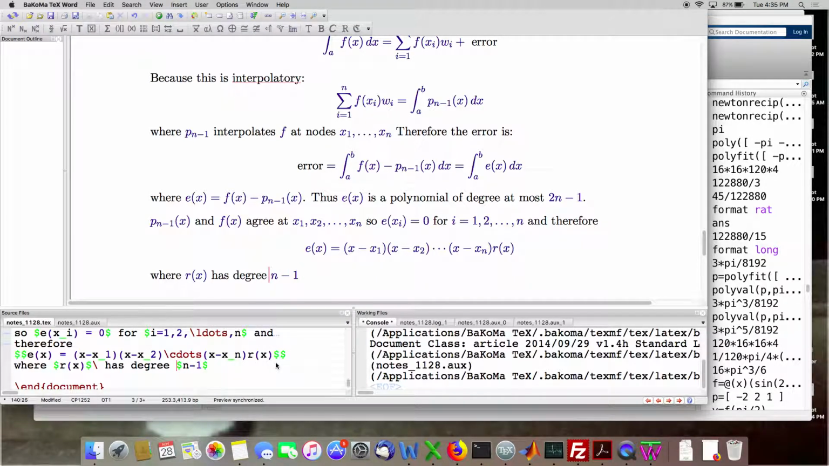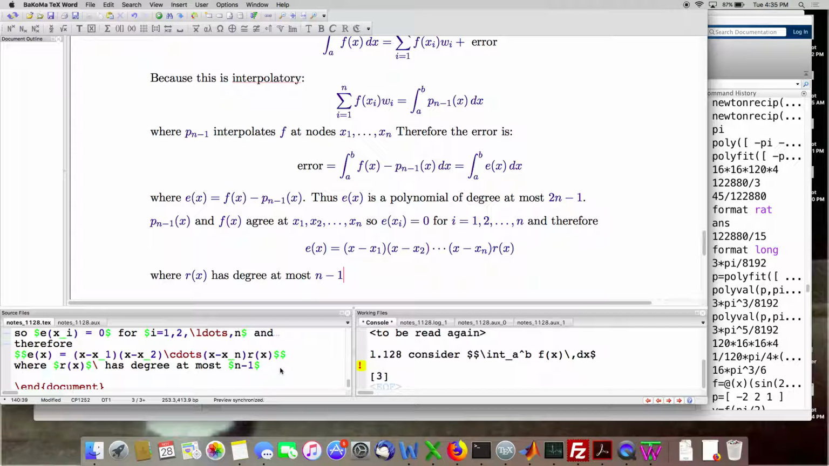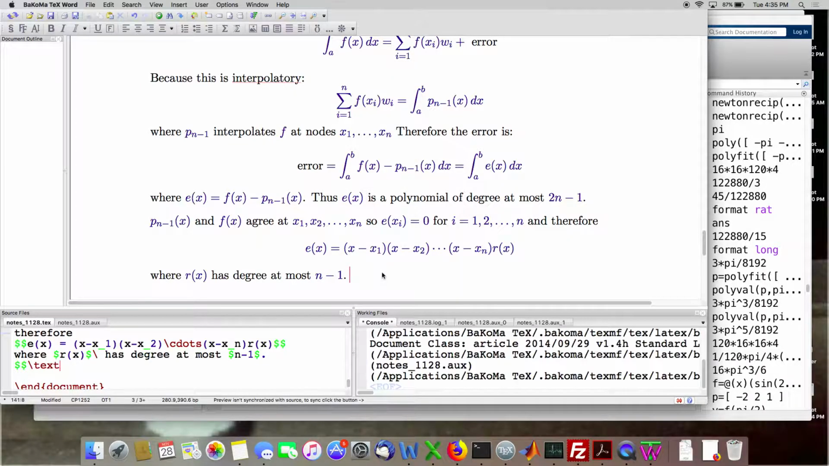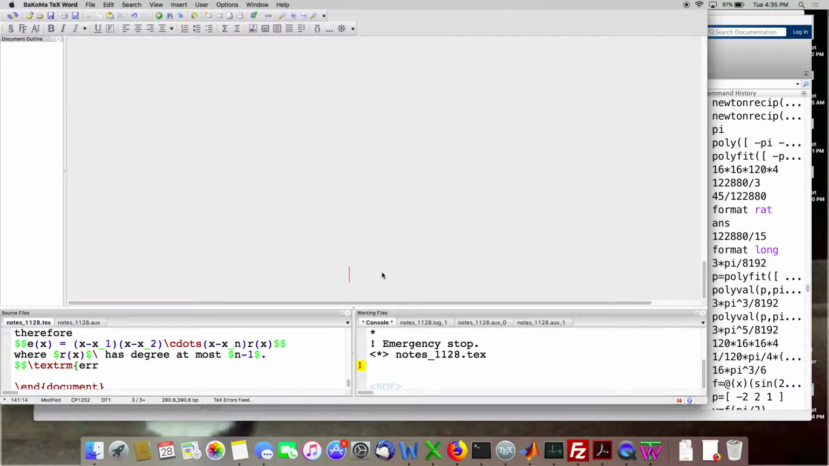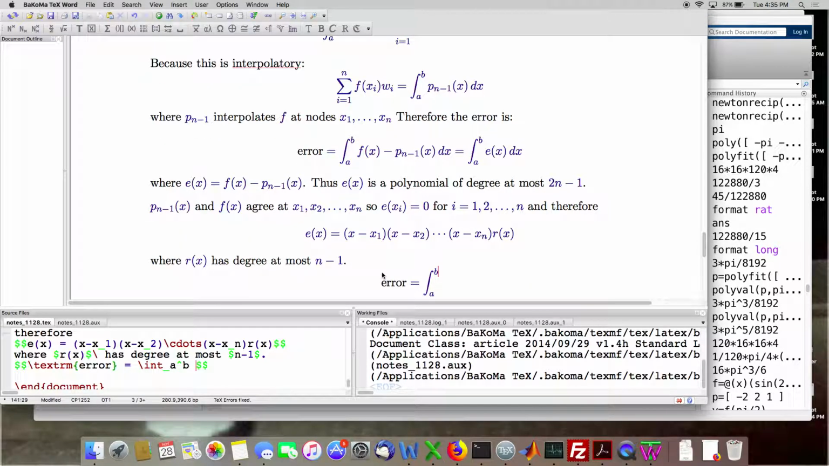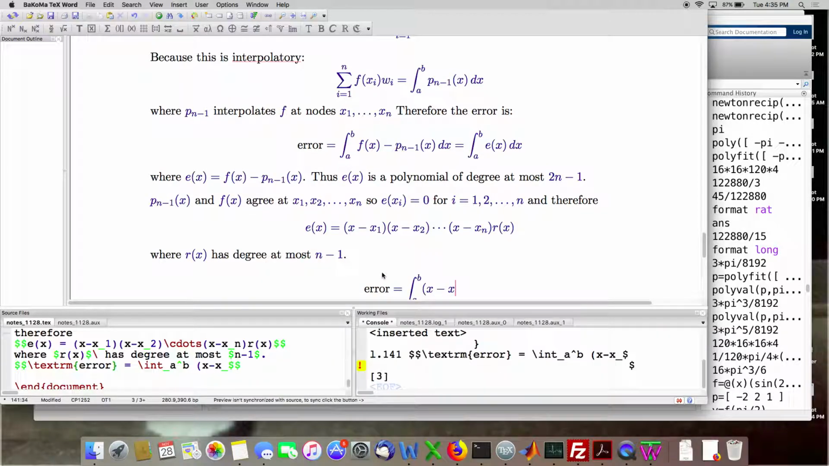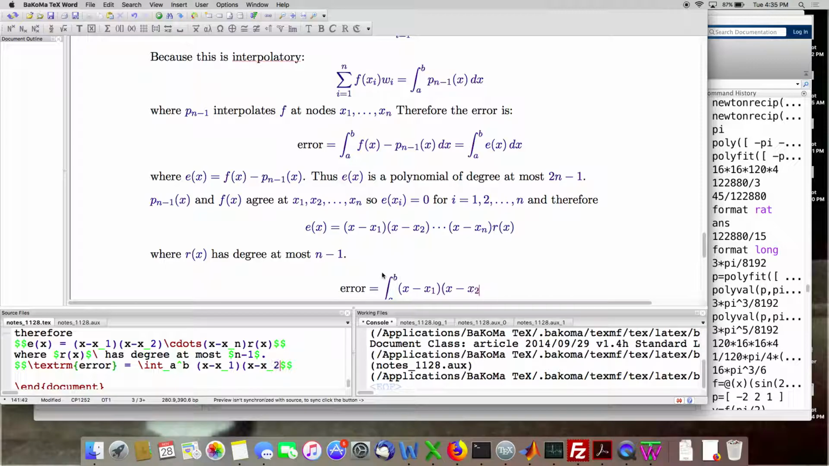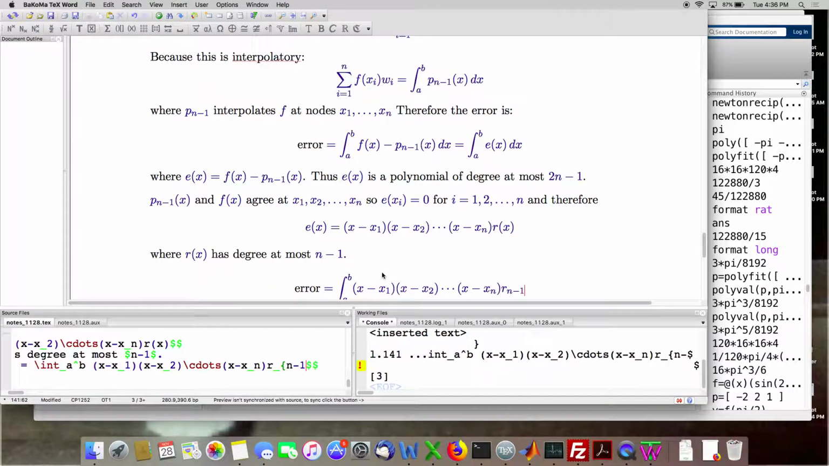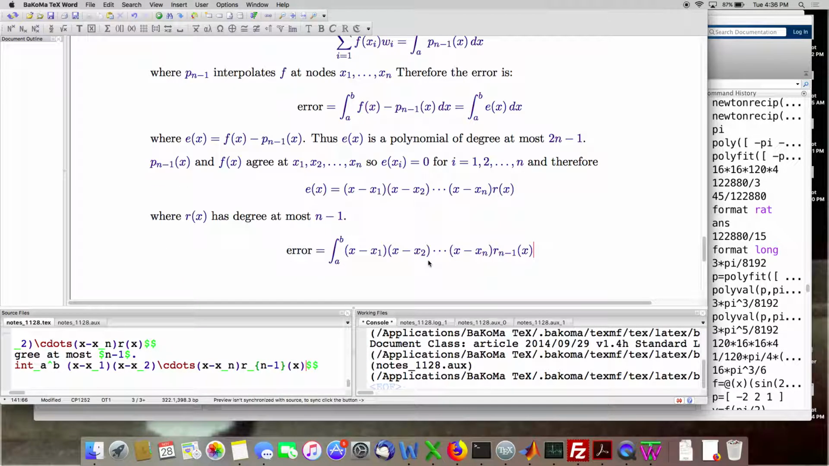Okay. I really should say at most n minus 1, but okay. Just because we have this partial factorization here. Okay. So now we can say that the error is equal to the integral of these linear factors times r minus 1 of x dx.